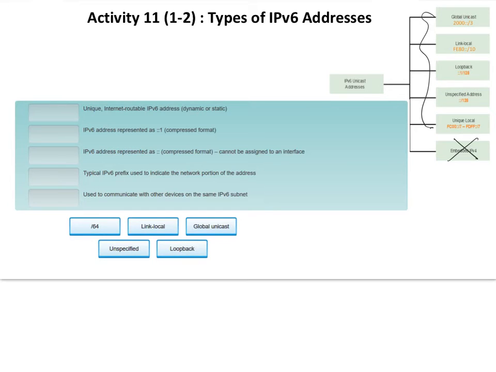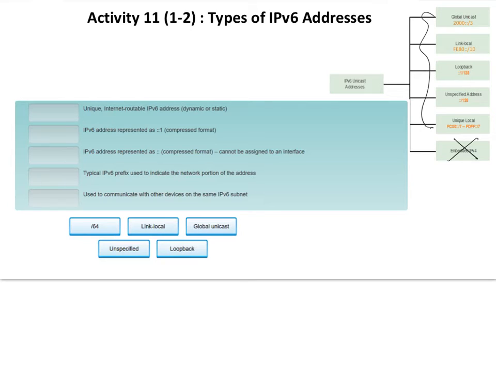Global unicast is the unique unicast that a node or an interface on the router can take, and it's routable all over the internet, which means that if you have a packet with an address in this range, the router will have to route this packet. It will have to send it over the internet. Okay?